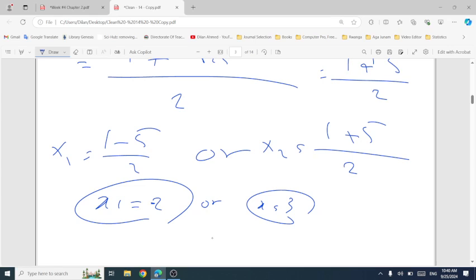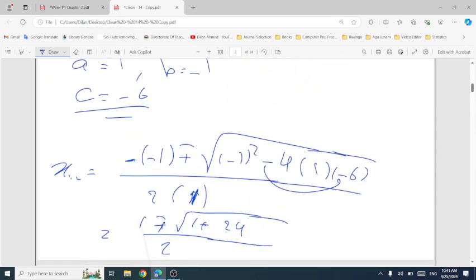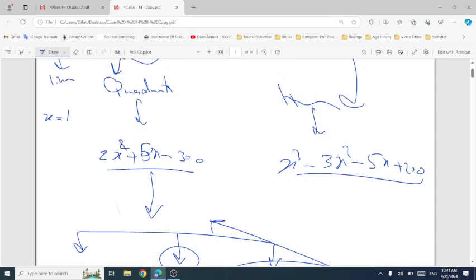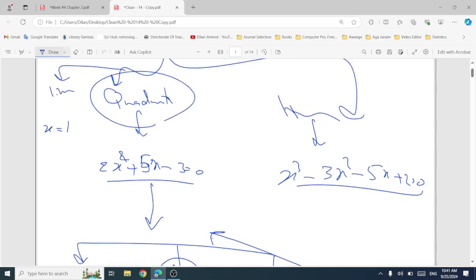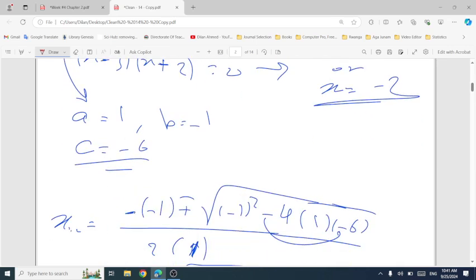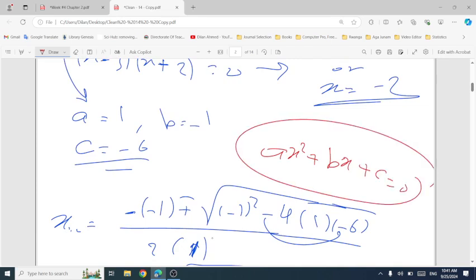But I gave you two important things to remember, parentheses and formula. That one is used for what? For quadratic equation. What was the general form for quadratic equation? It is ax squared plus bx plus c equal to 0. That one is called the general form of quadratic equation. And you can use the formula to solve.